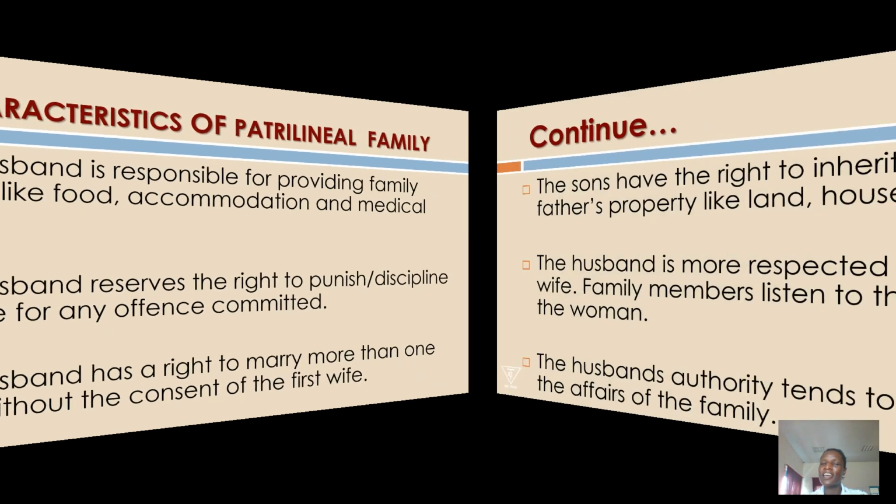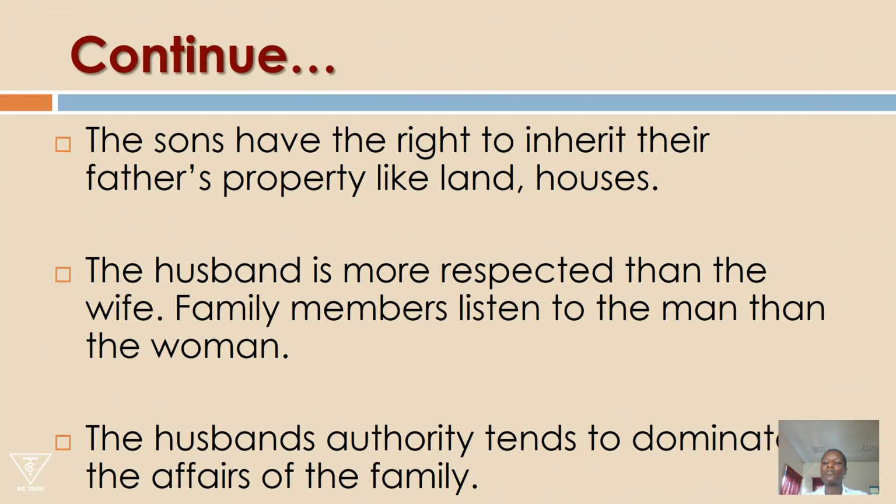Then another characteristic of such a family: the husband has a right to marry more than one wife. You'll agree with me that most of our grandparents had 3 to 4 wives because that is a right given to them in this kind of family called the patrilineal extended family. The sons have the right to inherit their father's property like land, houses, animals, name it. The daughters will just be sympathized with by the sons to give them something from their father. And that is very bad. The husband is more respected than the wife.